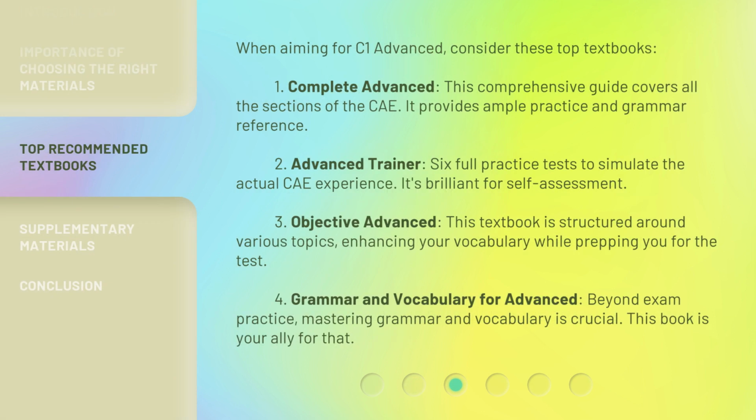When aiming for C1 Advanced, consider these top textbooks. 1. Complete Advanced. This comprehensive guide covers all the sections of the CAE. It provides ample practice and grammar reference. 2. Advanced Trainer. 6 full practice tests to simulate the actual CAE experience. It's brilliant for self-assessment. 3.